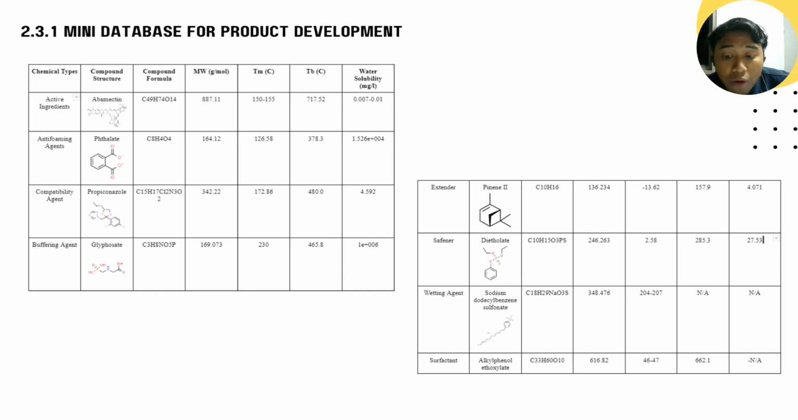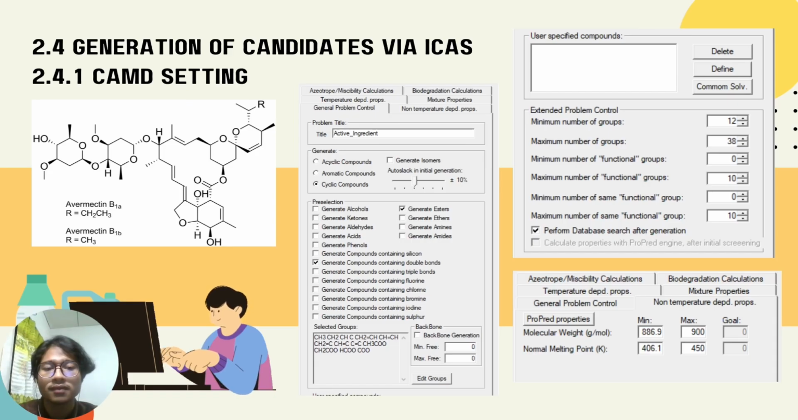So in this mini database, we have specified the type of chemical that we chose. And this is the detail of the chemical, such as the compound structure, molecular weight, melting point, boiling point, and also the water solubility of the chemicals. Next, we're moving on to the generation of candidates via ICAS.